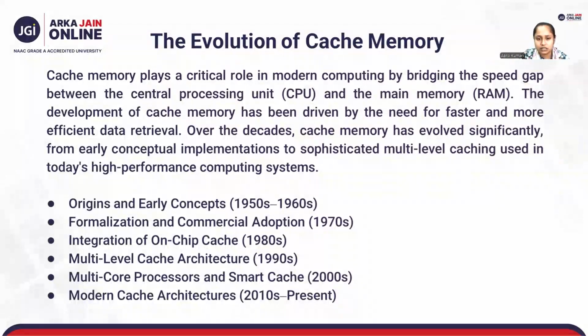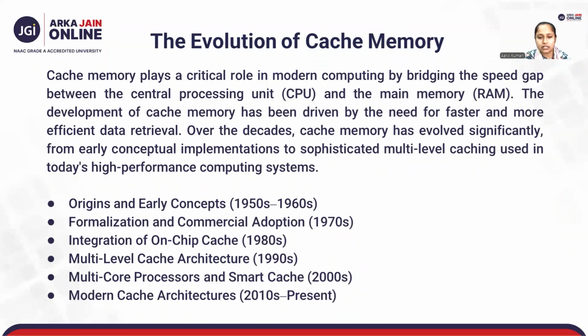Key advancements during these decades: Intel 486 in 1989, one of the first processors to integrate level 1 (L1) cache directly on the CPU chip, reducing access time. Cache coherency protocols: with the rise of multiprocessor systems, protocols like MESI (modified, exclusive, shared, invalid) were developed to maintain cache consistency. Increase in cache size.